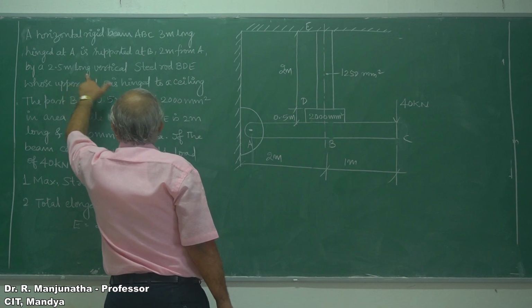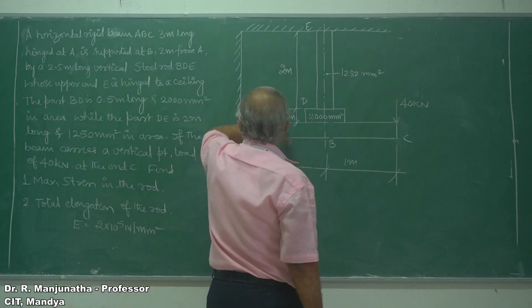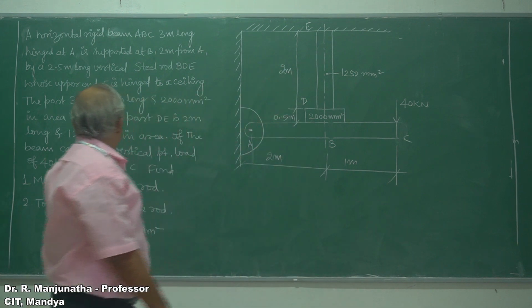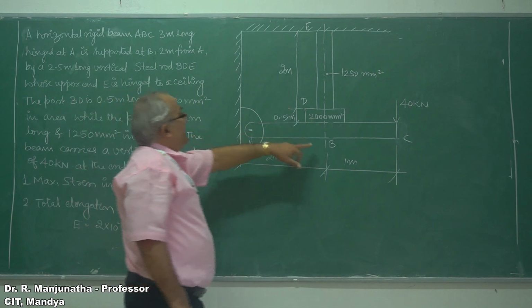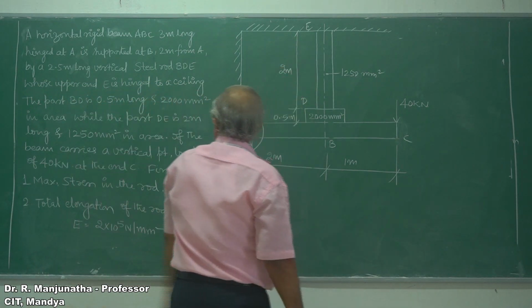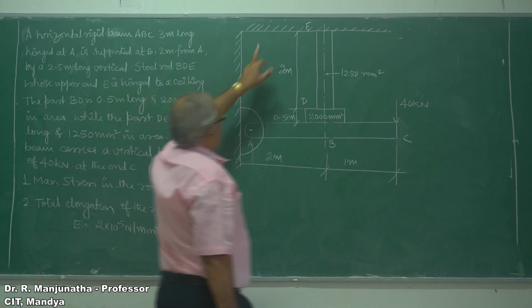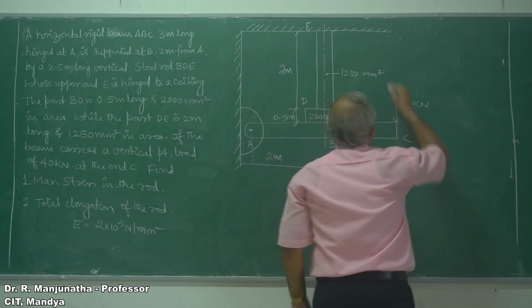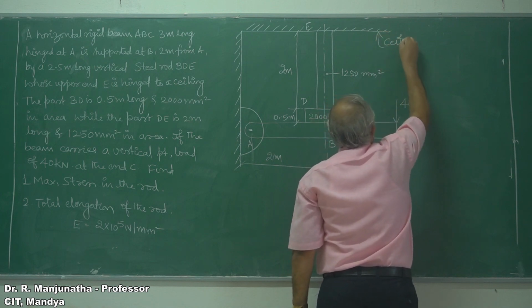And supported by a 2.5 meter long vertical steel rod BDE. So 2 plus 0.5, 2.5 meters long vertical steel rod BDE is hinged at a ceiling. This is the ceiling we are talking about.